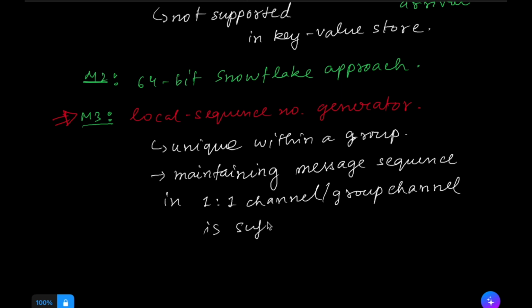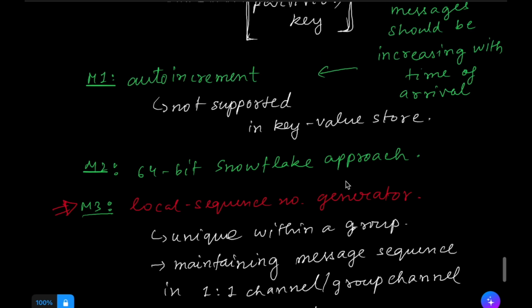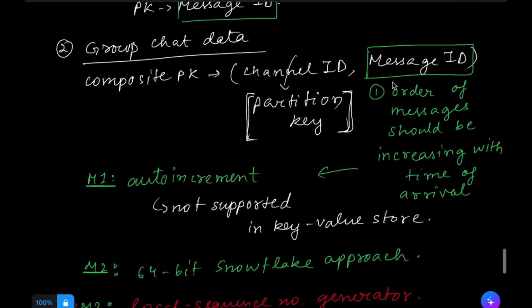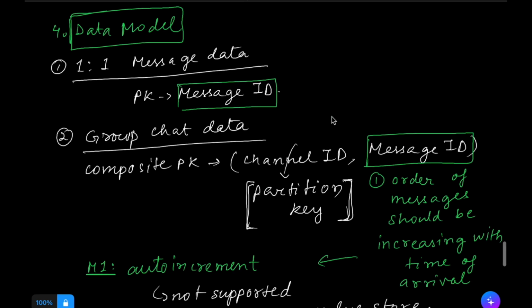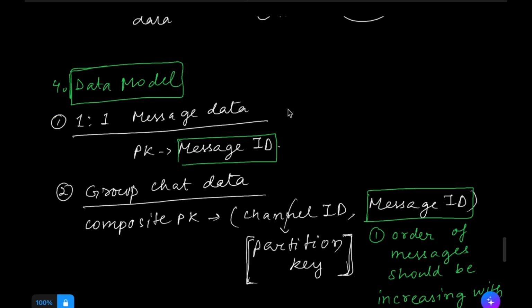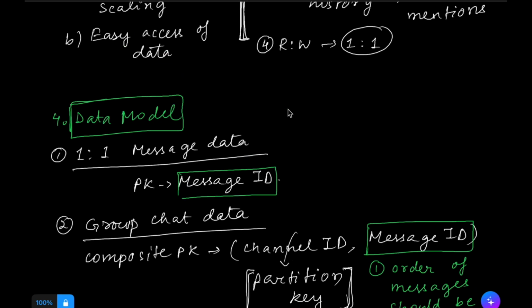So in this way we store the data in the databases. This is the data model. We use a channel ID and a message ID as a composite primary key for group chat data, and message ID as the primary key for 1:1 message data. So this is an overall high level overview of designing a chat application.